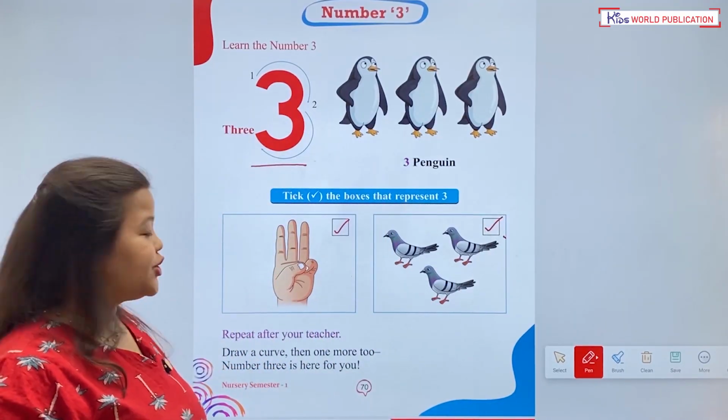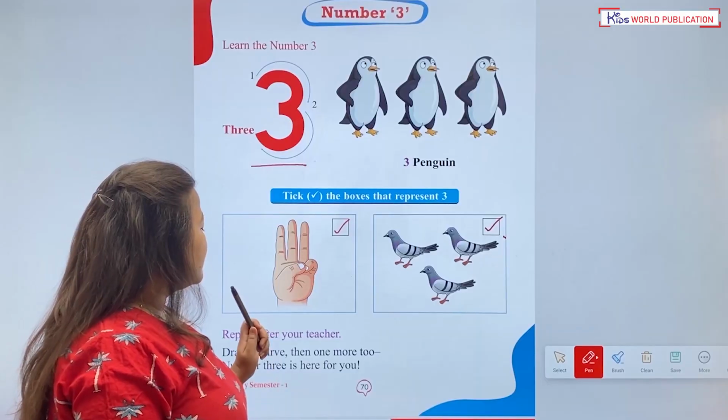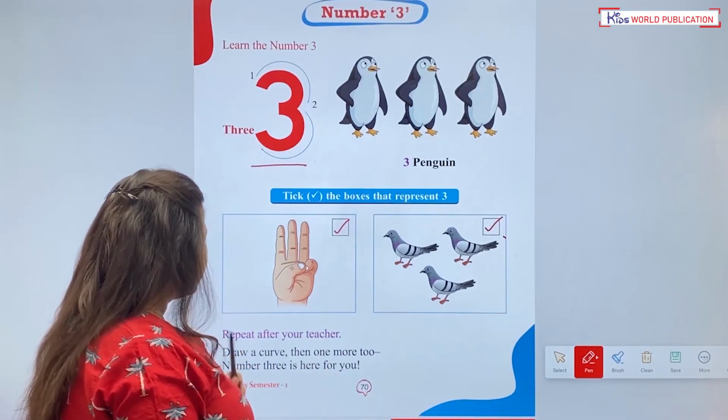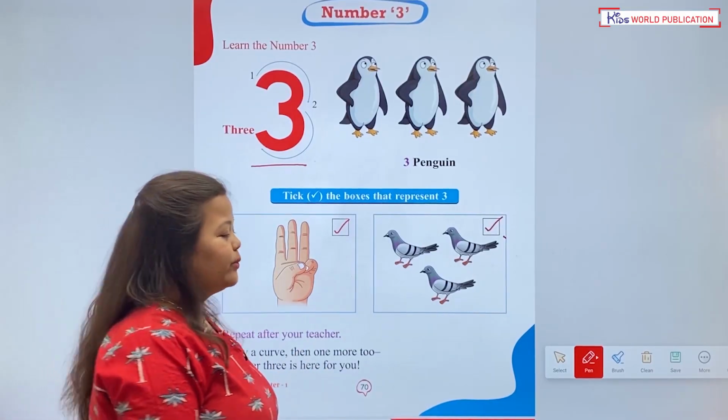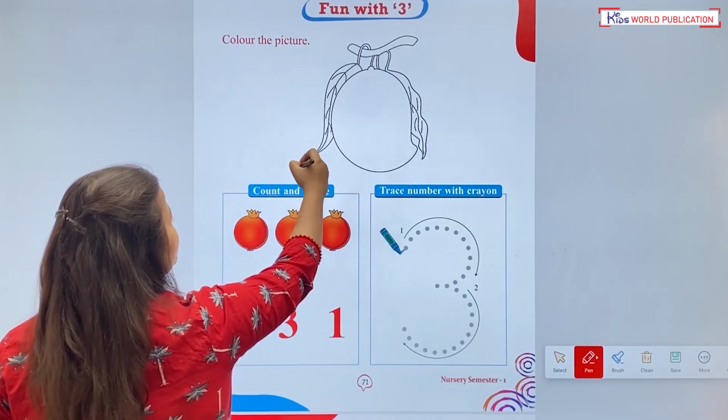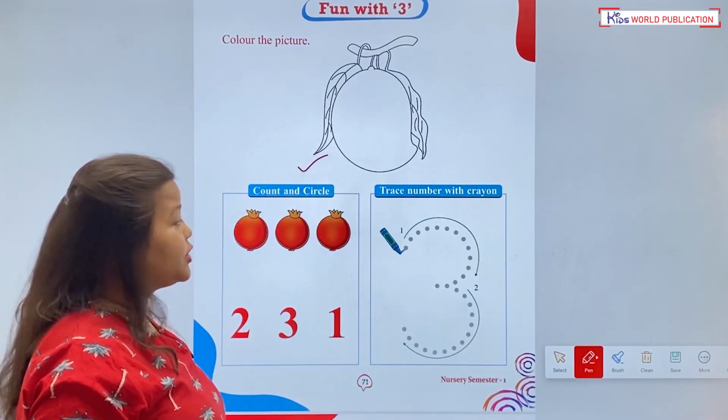Repeat after your teacher. Draw a curve, then one more curve. Number 3 is here for you. Fun with 3. Color the picture. Kids, you will color this given picture.